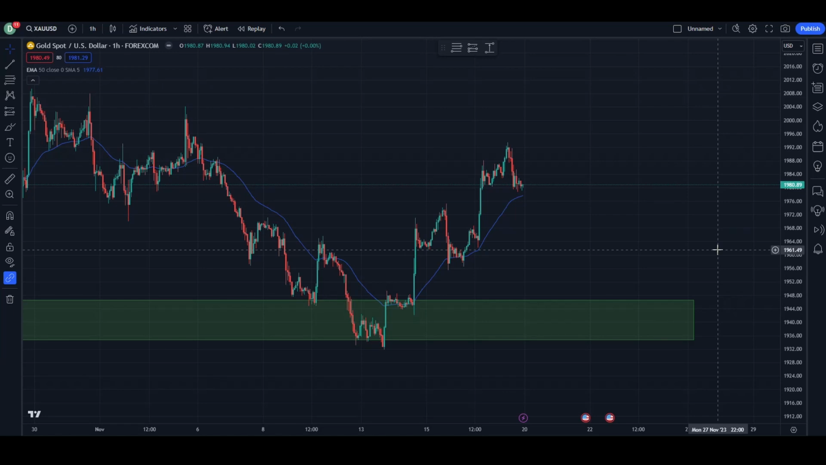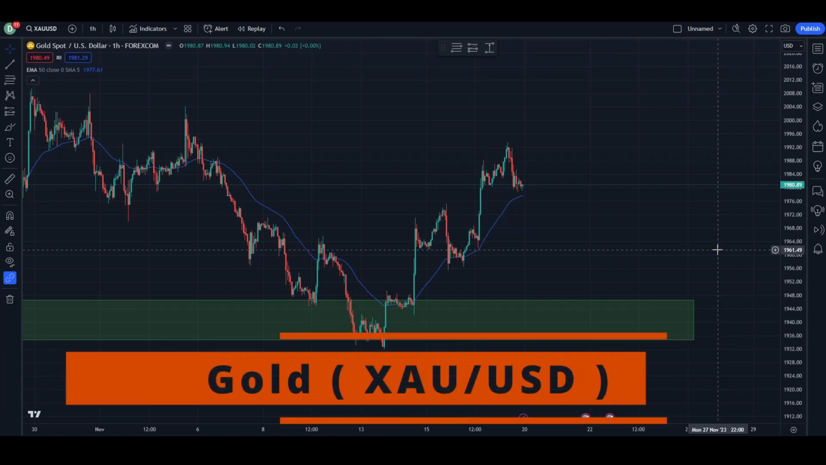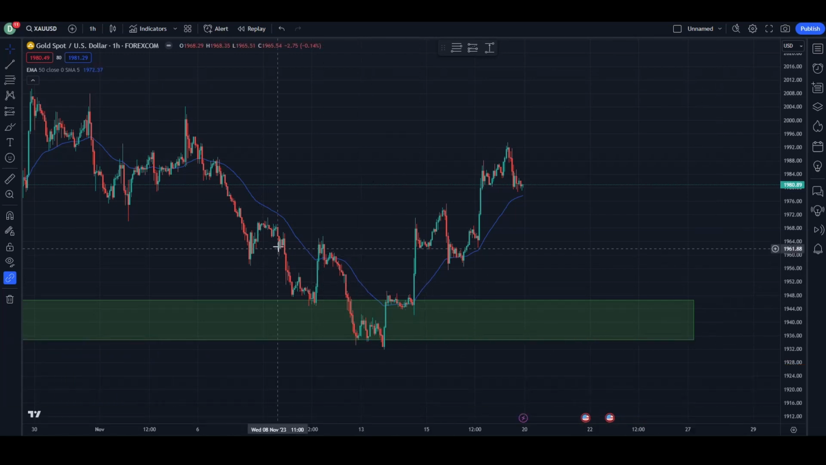The first great opportunity we're going to discuss is a great formation on gold. Over here on this chart, if you give it a closer look in this region, you're going to notice that the price formed a complete inverse head and shoulders. Let me show it to you with some lines.